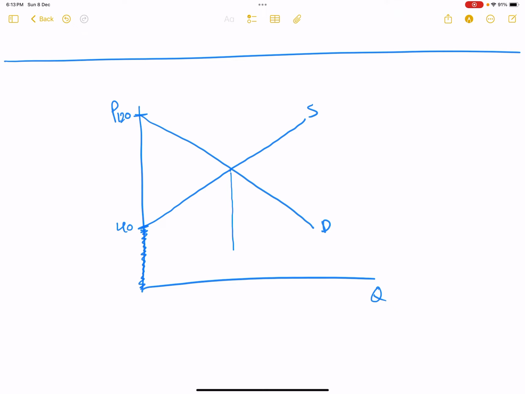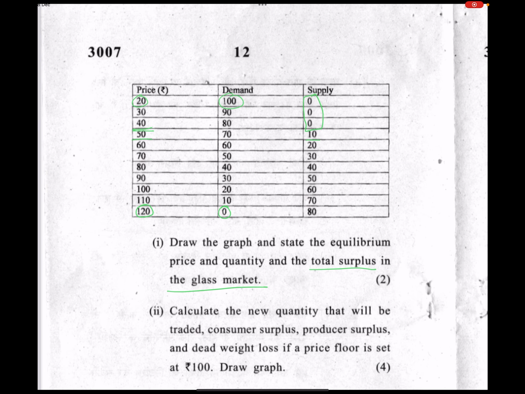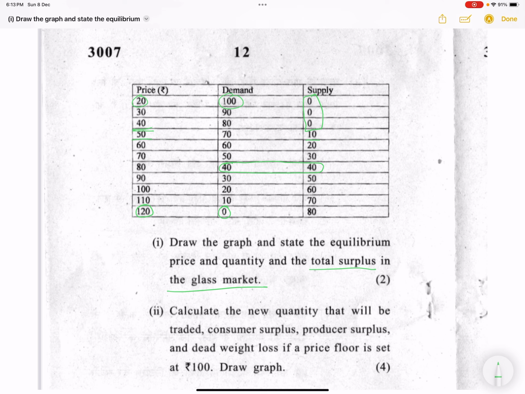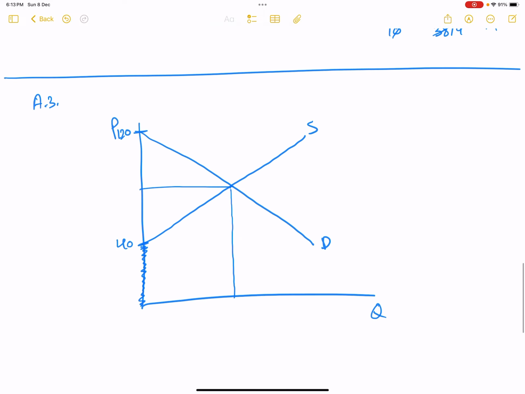We want to find what the equilibrium quantity would be. This is the third question we are doing. Now the equilibrium quantity is 40, since at that quantity, quantity demanded equals quantity supplied, and corresponding to that the equilibrium price would be 80. I hope this is clear to everyone. This is visible from the diagram, from the given values only. So the equilibrium quantity is 40 and the equilibrium price is 80.